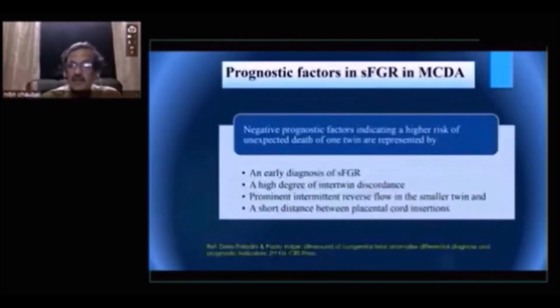There are some negative prognostic factors. That means some things, if you see, they are not very good, and this is very important from the point of view of explaining to the parents. If you have a very early diagnosis of sFGR, if there is a very high degree of intertwin discordancy, typically going above 35%, if there's a prominent intermittent reversal of flow in the smaller fetus, and there's a short distance between the placental cord insertions, these are considered as negative factors.